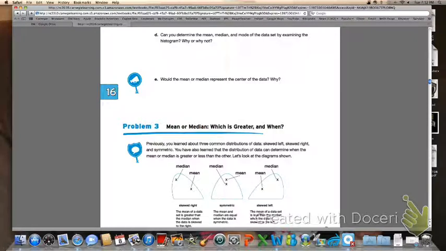Let's go ahead and finish up problem 2 at the top of page 1088. Go ahead and answer letter D and letter E with your group members.